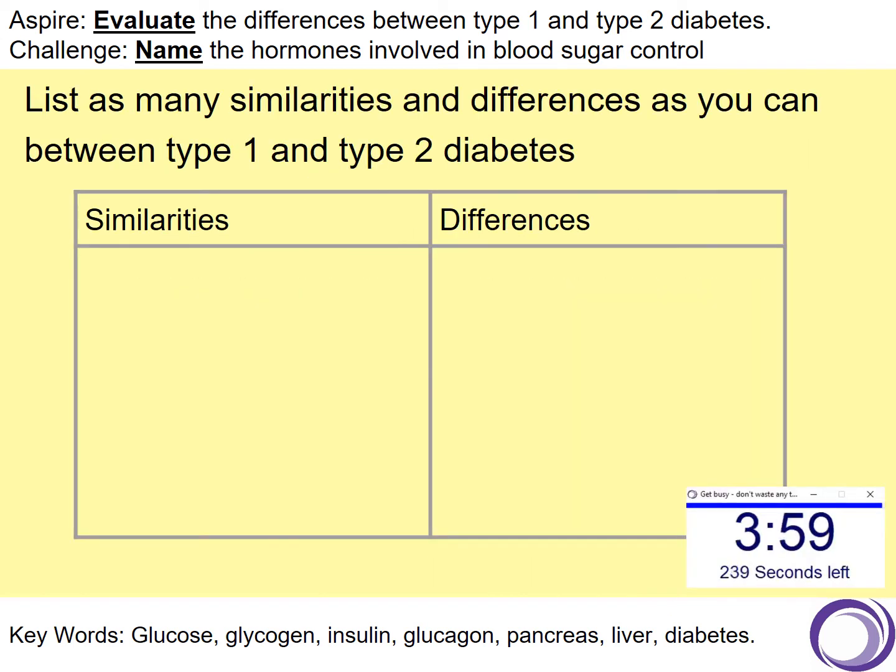The easiest way to record the similarities and differences between type 1 and type 2 diabetes is to do it as a table, but you can do it as paragraphs if you wish to. So what I'm talking about is what is the same about them and what is different between them. You've got 4 minutes to record that information. Off you go. Don't forget to include any causes, any symptoms, so how that makes your body work, any dangers of it, and any treatments from it.